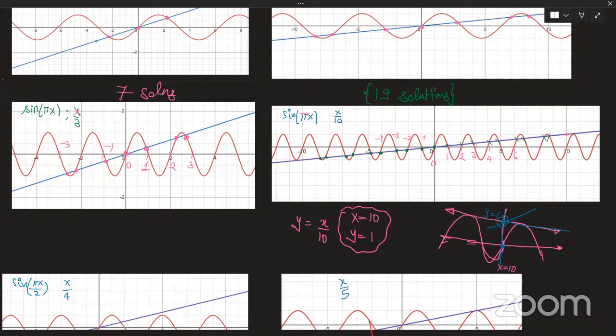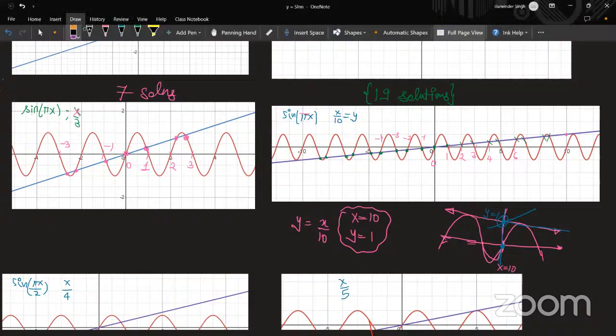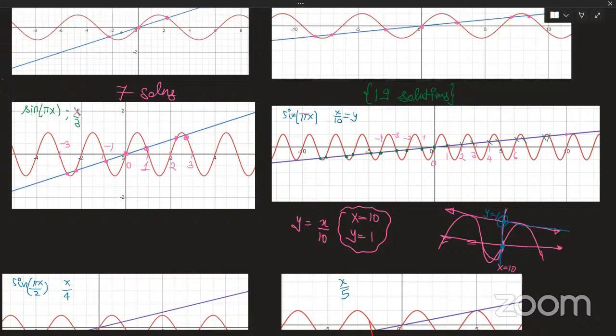See, I have this line. The equation of the line is y is equal to x by 10. And I'm asking you, if x is equal to 10, what is my y coordinate? What is the y coordinate of my line? 1, na, 10 divided by 10. Anything divided by itself is 1. ये तो पता है ना?